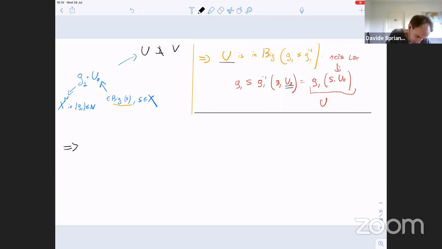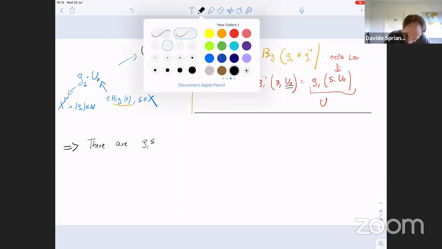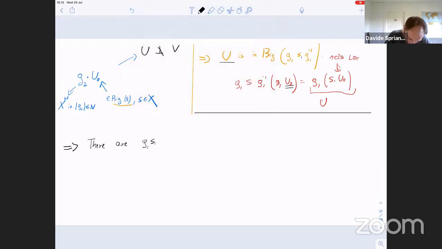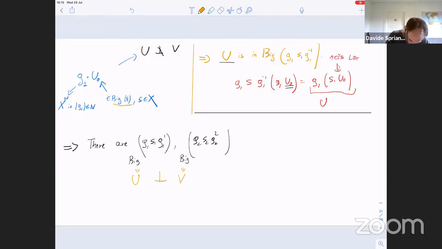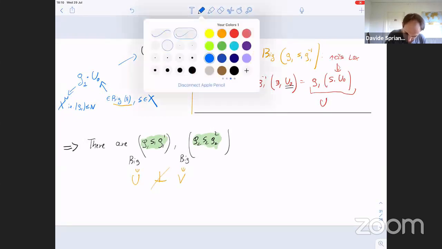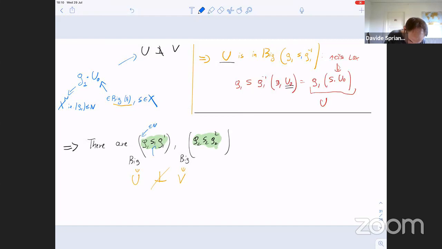So what did we conclude? So we conclude that there are words. The first one is going to be G1, oh, maybe this I should call S1. S1, G1, S1, G1 inverse, and G2, S2, G2 inverse, such that in the big set of those words, I can find U and V, which are not orthogonal. And now this word here and this word here have bounded length, because by construction, G has length at most n, S has length 1 because it's a generator, and G1 inverse, this is also G1 to the minus 1, also has length at most n. Okay, very good. So I found two words of uniformly bounded length whose big sets contain non-orthogonal elements.